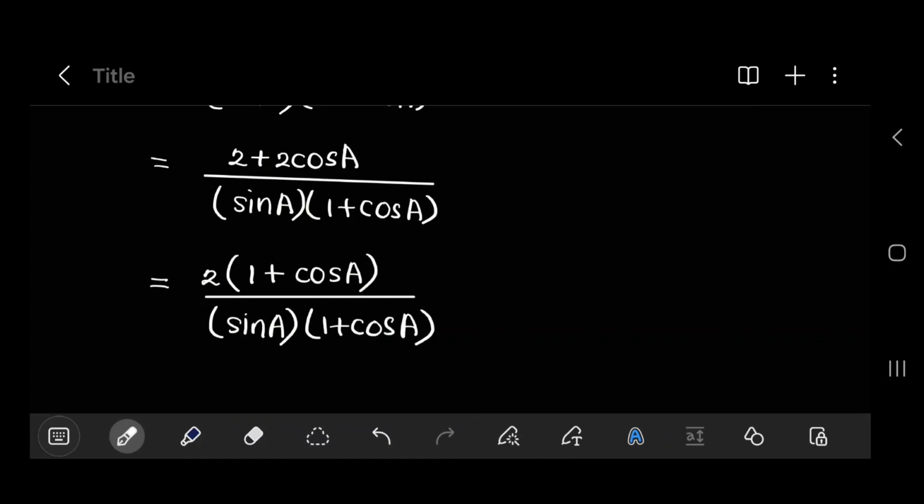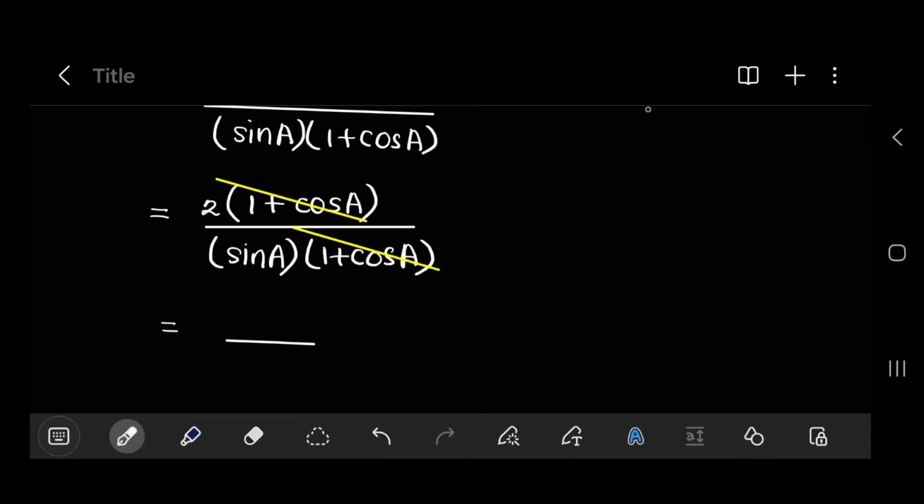I'm keeping the denominator as is, and this is exactly what I had mentioned to you. The typical way that these questions go, where we factorize the numerator and one of those factors ends up cancelling with something from the bottom. Notice how you've got 1 plus cos A in the numerator and 1 plus cos A in the denominator. They can cancel out with each other.